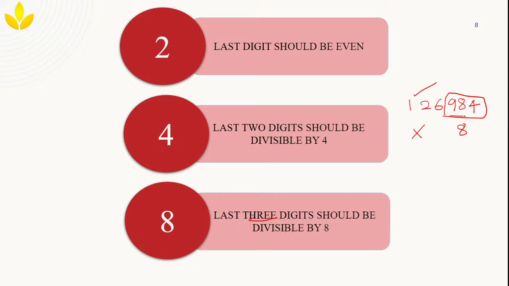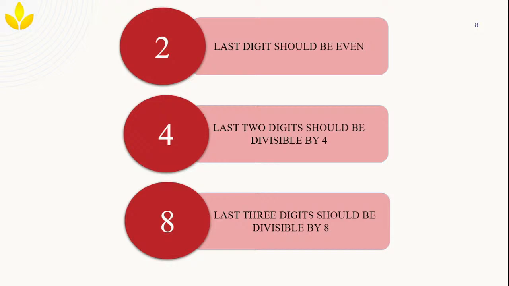Is this divisible by 8? Just check. 8 nines are 72, then 16 you will get, 2 will be carried, so divisible. So 984 is completely divisible by 8, so this whole number is divisible by 8. Clear guys? I hope you understand. If you have any doubt, as I said, you can write it in the comment box and send it to us. There is the live chat option here.